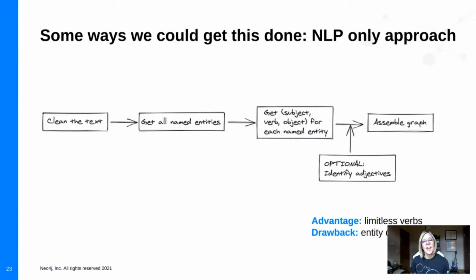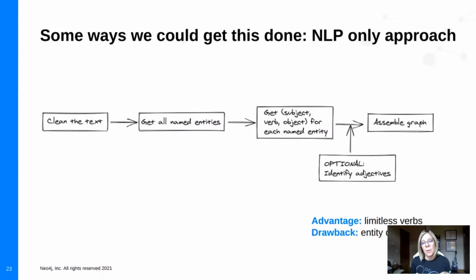We're not going to do that today, optional, but yeah, that's totally legit. And then we'll assemble our graph. Now, this has a few advantages over what I'm going to talk about in method 2. One of the key advantages here is that we have limitless verbs. If we can find the verb in the sentence, we're good to go. We can have a relationship that is that verb.